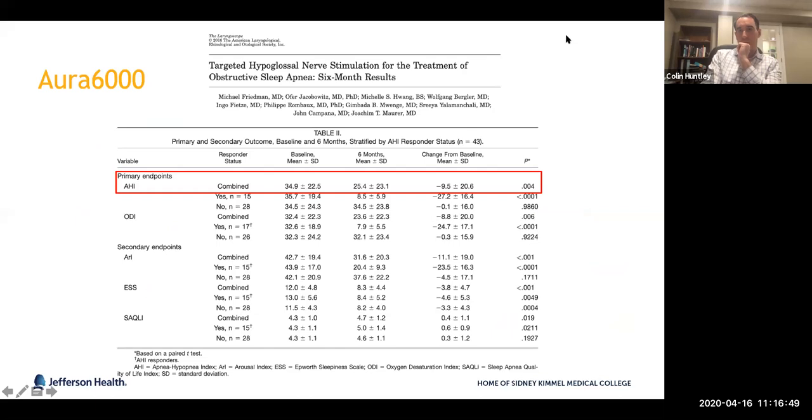This is the outcome paper from their initial study. They had 43 patients in their initial study. This was published, I want to say 2017, 2018, so it's a couple years old, in Laryngoscope. But you saw a baseline AHI of 35 and a treatment AHI of 25 at their 6-month visit. So you did see decrease in the apnea-hypopnea index and disease burden.